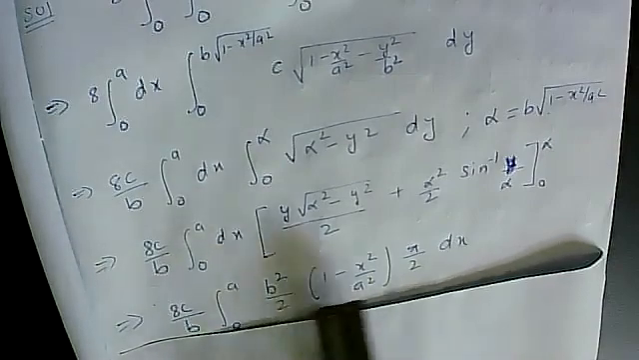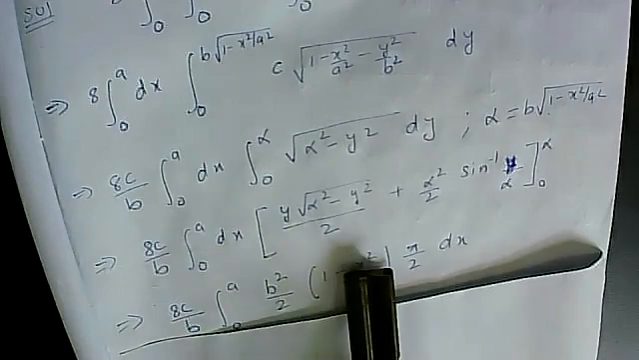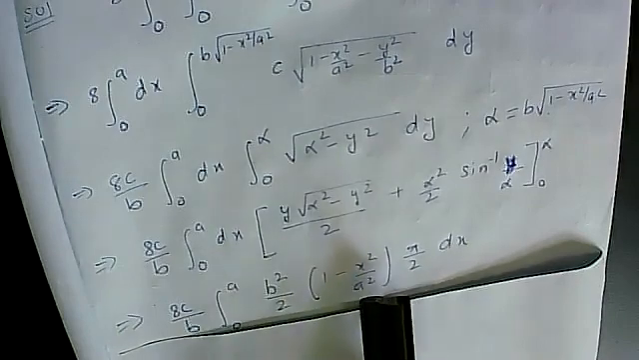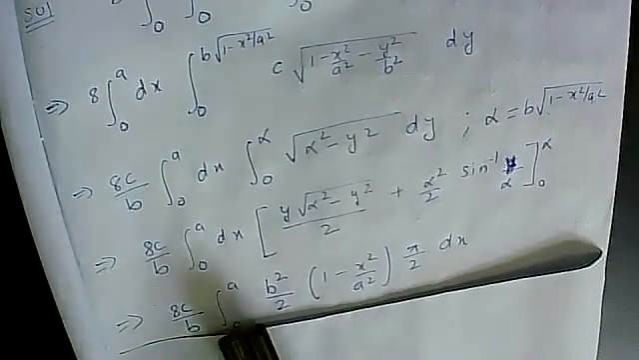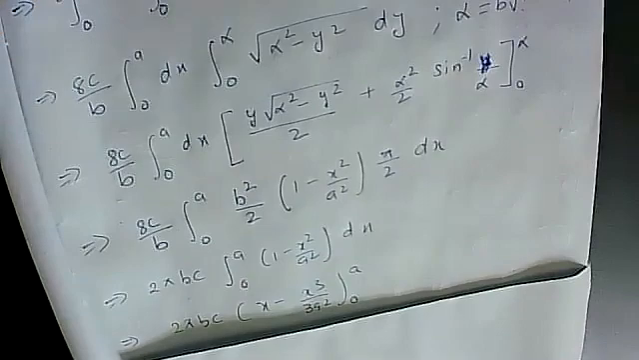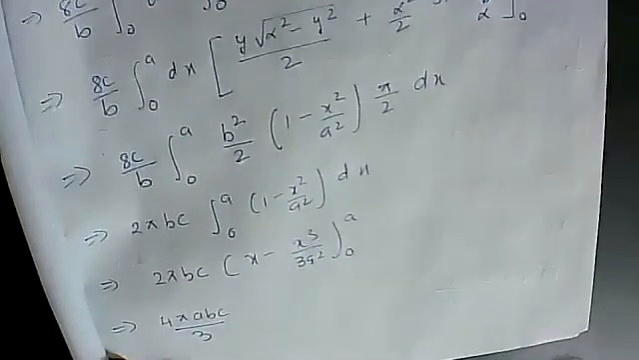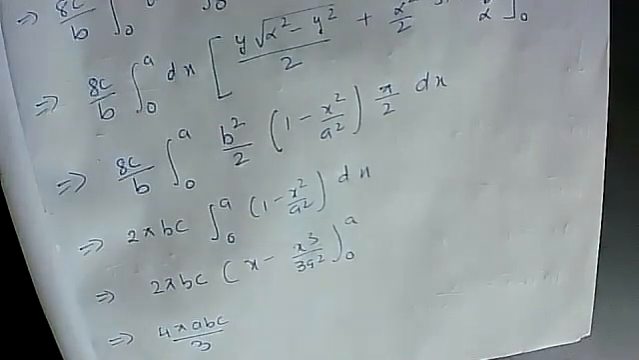Now you have to integrate with respect to x. Integration of 1 will be x and integration of x square will be x cube by 3. And then we will put the limit 0 to a. So what will you get now? Now you will have this expression. Integrate it and then you put the limits. The moment you put the limits, you will get 4 pi abc by 3. So by using the same concept, you can find out the volume of a sphere.